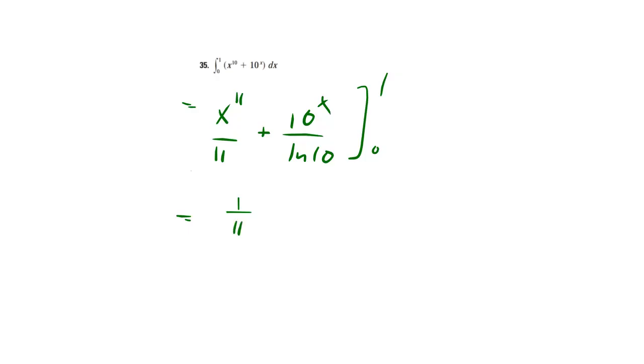35 is very similar, right, for this one. It's just x to the 11 over 11 plus 10 to the x over natural log of 10. 0 and 1. 1/11 plus 10 over natural log of 10 minus the zeros, and you can simplify that.